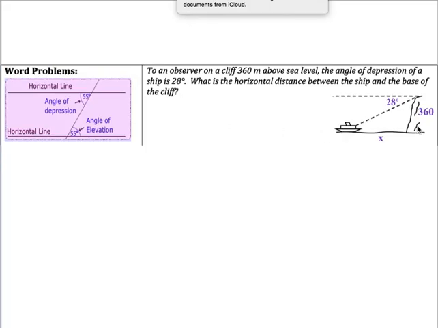Now, I want you to notice right now the 28 degrees is not even inside the triangle that we're going to use to solve this problem. However, we know that if there's a 28 degrees here, the alternate interior angle to that will have to match and also be 28 degrees. And now that's a corner that's actually inside your triangle. So based on this 28 degrees, now you could label your H, O, and A sides and realize that this is a tangent problem, TOA.